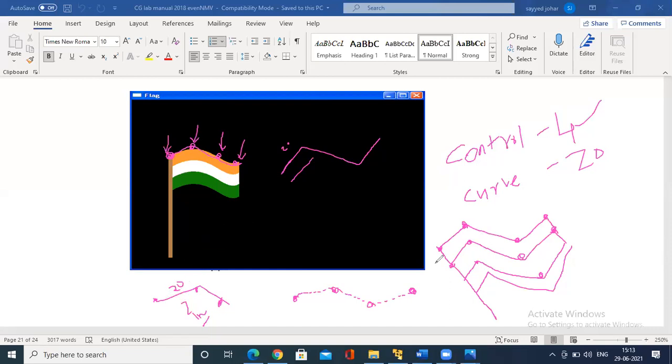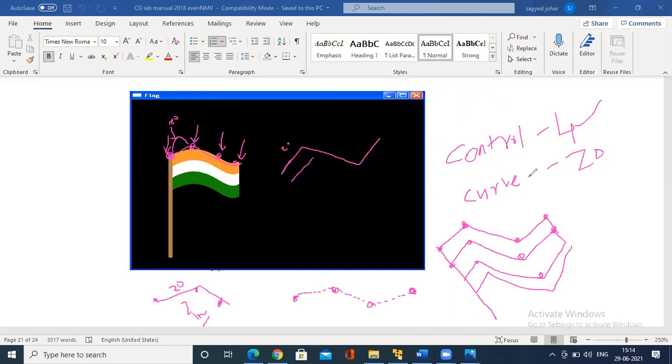So between the 4 control points, in between these, we have 20 curve points that are being drawn using the Bezier curve. Fine. So I hope you have understood.